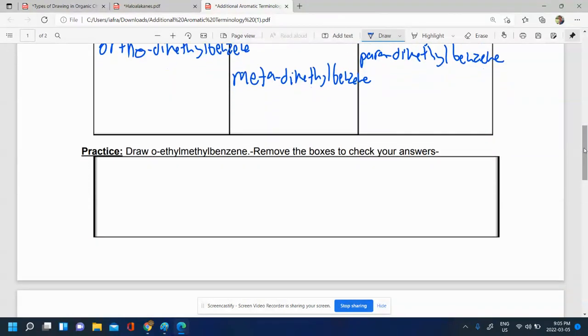You should also be able to draw from the name that's provided. So here you'll notice that we have the O-ethyl methyl benzene. So let's go ahead and draw our benzene ring first as our parent chain. And I can just draw it with a circle like that. O means ortho, so they're right next to each other. So I'll do my ethyl over here. So 1, 2, and then my methyl over here. So this is ortho because they're on carbon 1 and 2 right next to each other. And again, that O means ortho.